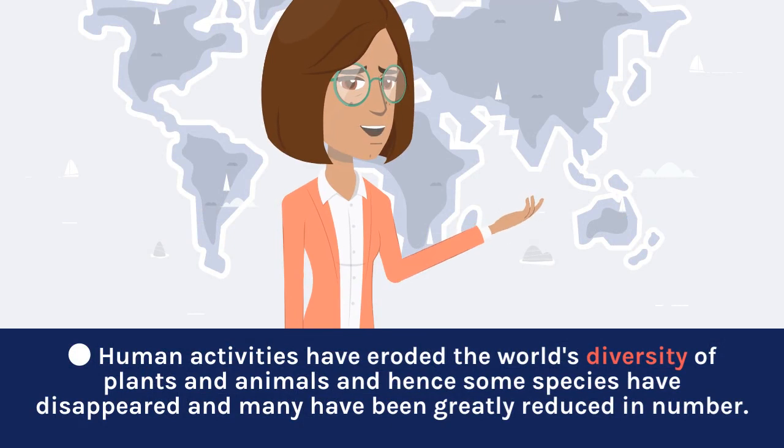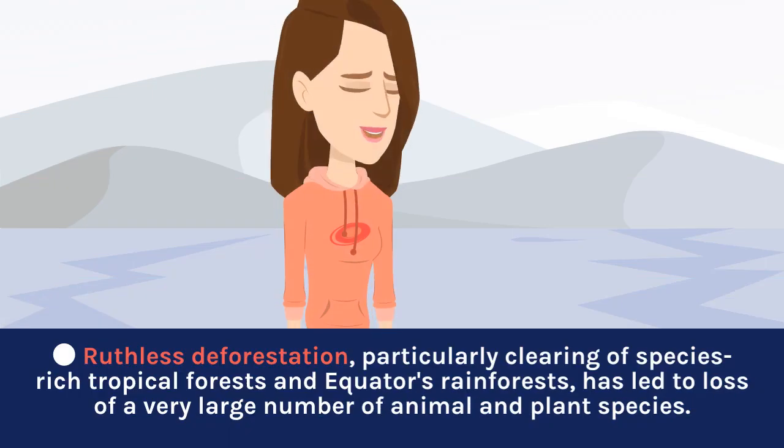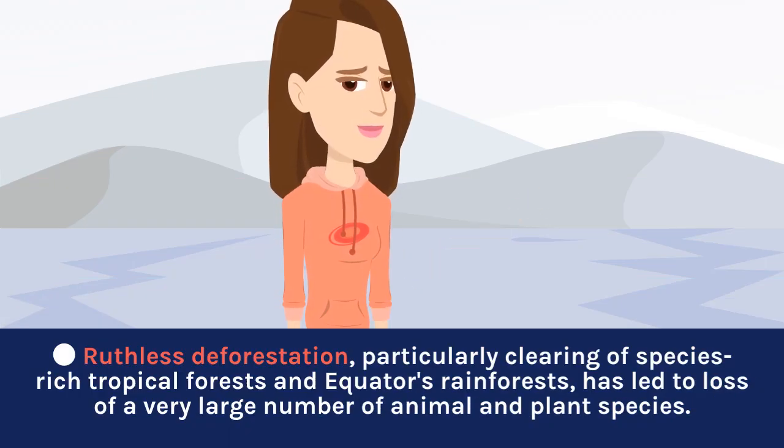Human activities have eroded the world's diversity of plants and animals, and hence some species have disappeared and many have been greatly reduced in number. Ruthless deforestation, particularly clearing of species-rich tropical forests and equator's rainforests, has led to loss of a very large number of animal and plant species.